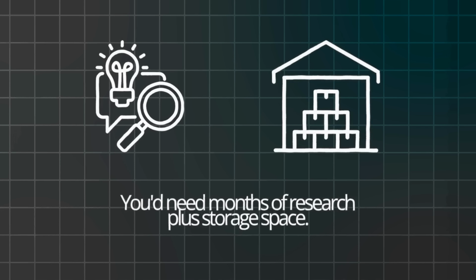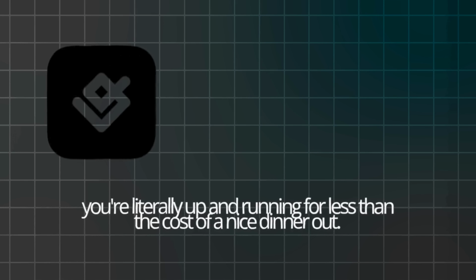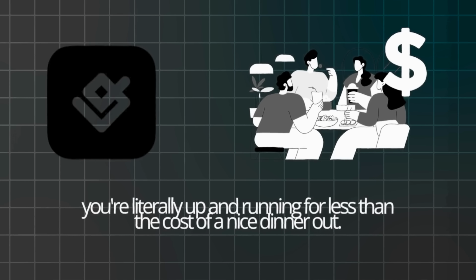Let's talk about real numbers for a second. If you hired a designer, manufacturer, and fulfillment company separately, you're looking at thousands of dollars upfront. If you tried to learn traditional e-commerce with inventory, you need months of research plus storage space. With Gelato, you're literally up and running for less than the cost of a nice dinner out. Now, I know what you're thinking, but what if my designs don't sell? Here's the thing, you're not risking inventory. What if the quality is bad? Gelato has a satisfaction guarantee and works with premium suppliers.